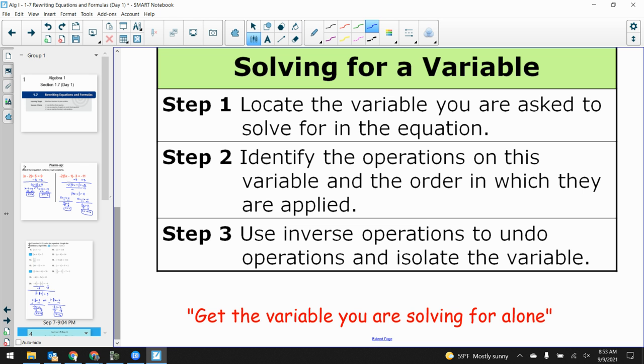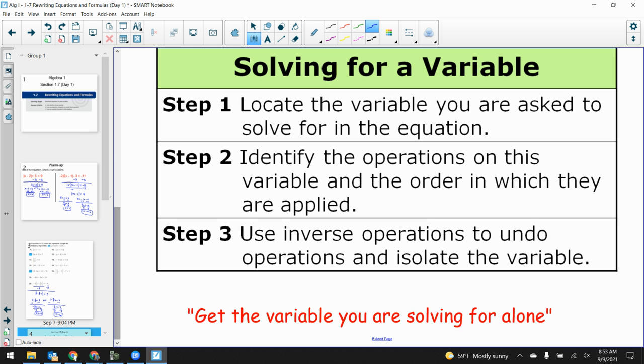Second step, identify what's being done to that variable so that you can move those things away. What operations are being done? If they're adding, subtracting, multiplying, dividing, what's happening to that variable? Because step 3 says use inverse operations to move everything else away. Move things away from that variable. Basically, you want to get the variable you're solving for alone. And that's what's really important here to remember.